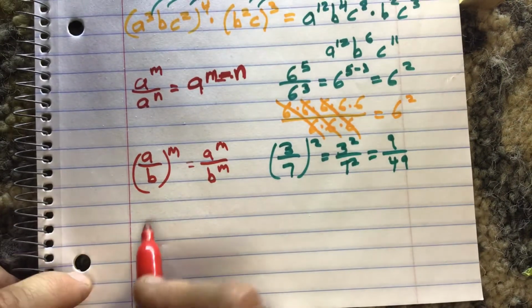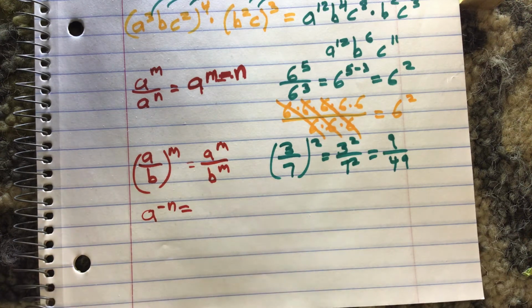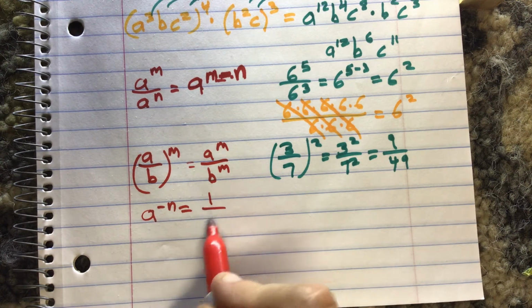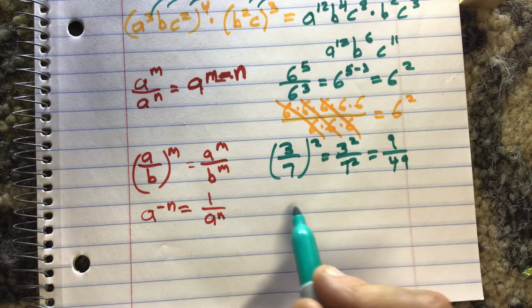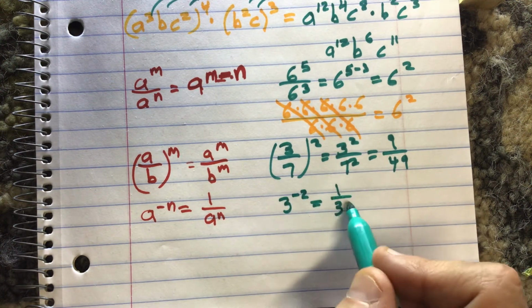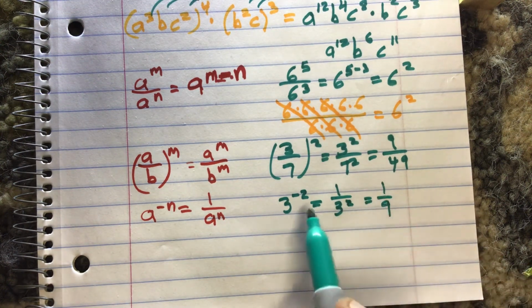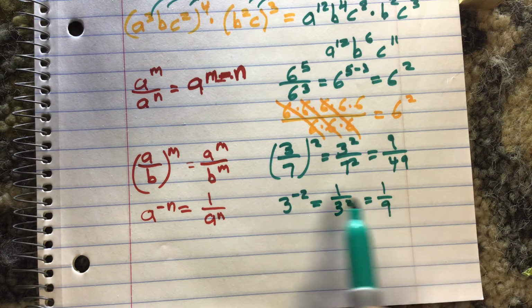And these last ones are a little tricky. This is a to the negative n. I'll explain this one a little more in class as well, but for now I'm just giving you the rule. When you have a negative exponent, it produces fractional answers, so you end up with 1 over a to the n. An example of that would be 3 to the negative 2, which is the same thing as 1 over 3 squared, or 3 to the positive 2, which is 1/9. So a negative exponent produces fractional answers. That's important to remember.